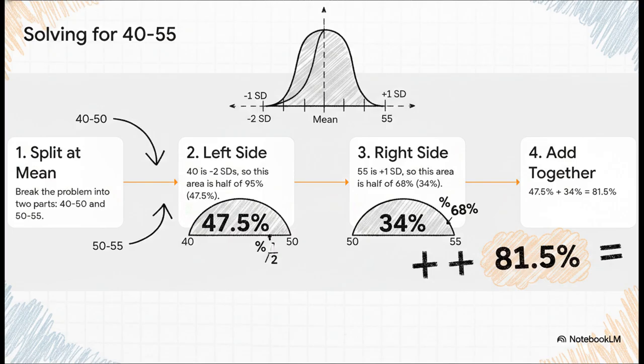Well, 40 is 2 standard deviations below the mean, so that's going to be half of our 95% block, which is 47.5%. Now for the right side, from 50 to 55, 55 is 1 standard deviation above the mean, so that's half of the 68% block, which is 34%. All we have to do now is add those two pieces together. 47.5 plus 34 gives us our answer, 81.5%.